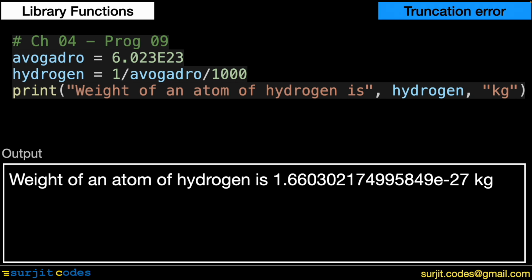Scientists tell us that 1 gram of hydrogen has 6.023 into 10 to power 23 atoms. This large number is known as Avogadro's number. Reciprocal of this is the weight of one atom of hydrogen. We divide it further by 1000 to get weight in kilograms. As our Avogadro number is correct to 4 significant digits, the weight of the hydrogen atom is also correct to the same accuracy and the remaining digits are meaningless. Truncation error is much less than this, so there is nothing to worry about.